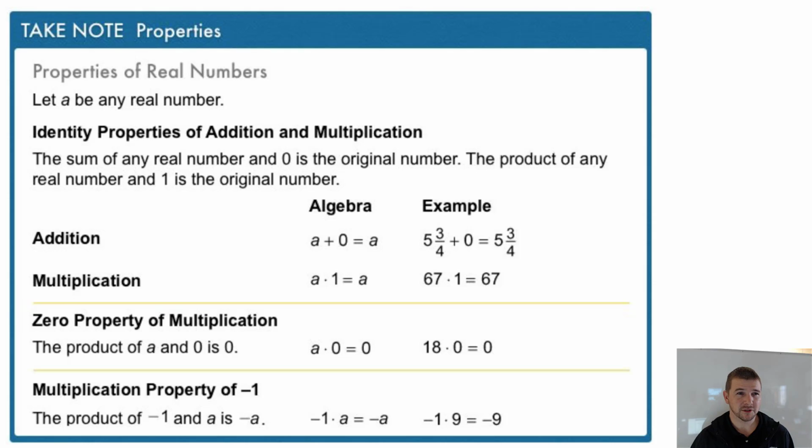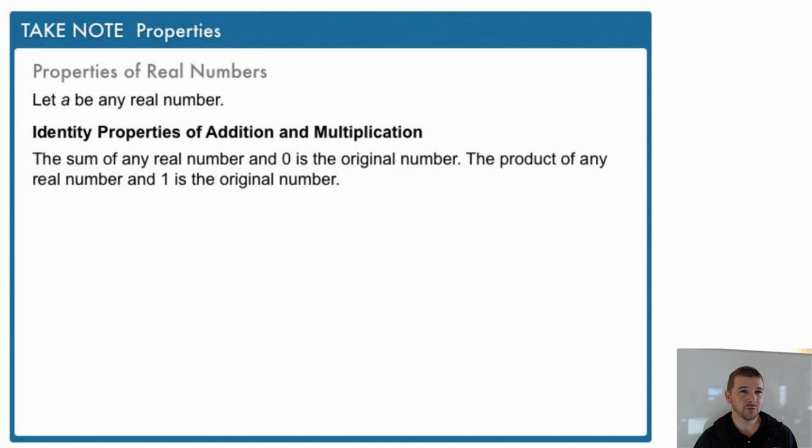Some more properties of real numbers. We'll let A be any real number. The identity properties of addition and multiplication. The sum of any real number and 0 is the original number. The product of any real number and 1 is the original number.